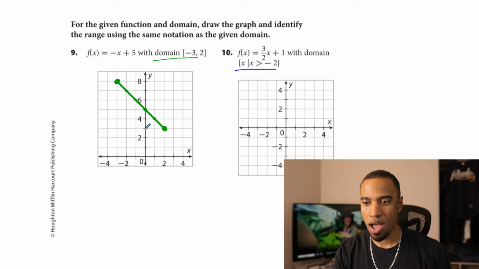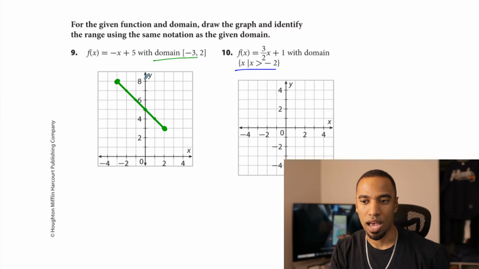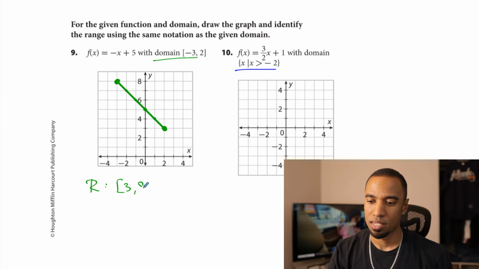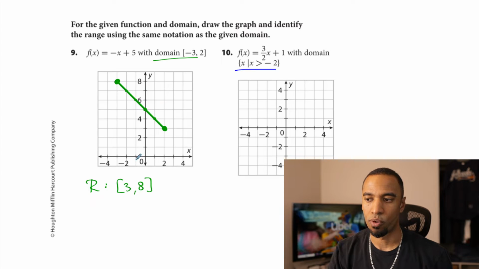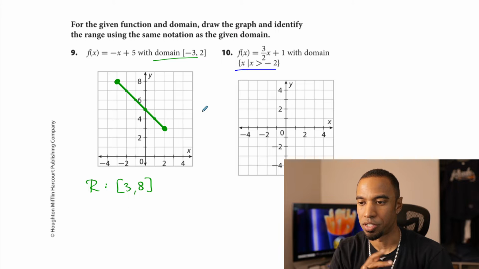It goes as low as, remember, this is y values. It goes as low as 3, and it goes as high as 8. So our range goes from 3 to 8, and it includes those points as well. All right, and that's your graph. That's your graph right there, and your range.